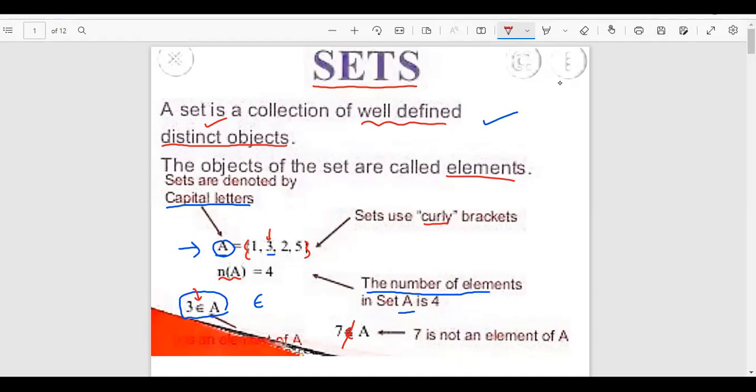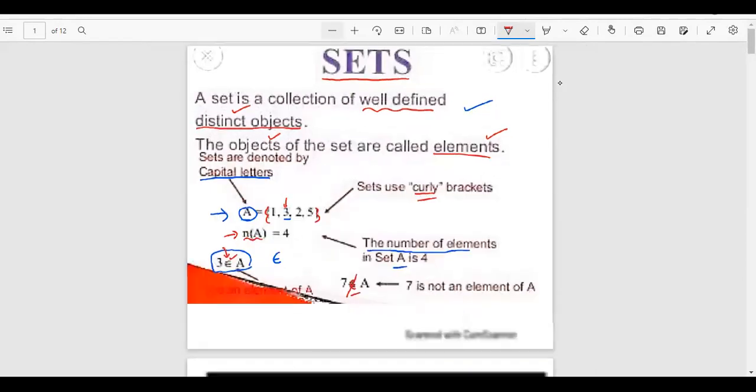So we only discussed the definition. It's simple. Definition says collection of well-defined objects. Then we write down the elements or the objects of the set in curly brackets. In order to write down the number of elements, we write n and then the name of the set in brackets. This is the belongs to sign and this is the not belongs to sign, right? We will be talking about the entire notation at the end once again.